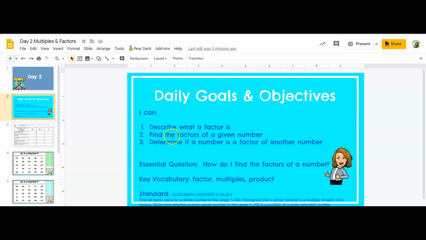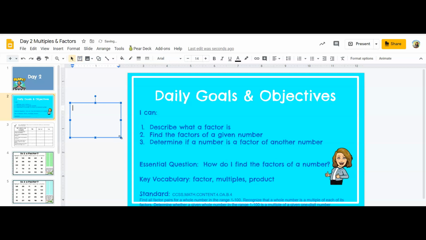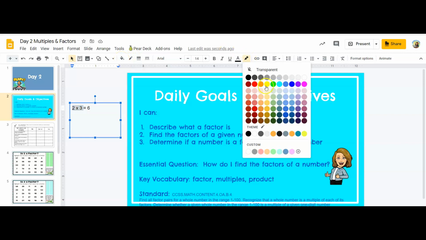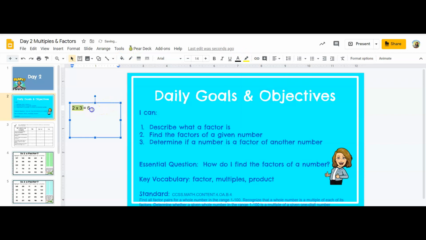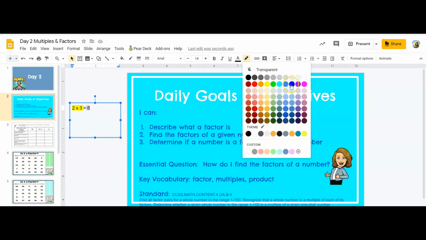Let's talk about this for just a second. Does anybody remember what a factor is? So a factor is if you have two numbers, for example 2 times 3 equals 6. The factors in this particular problem are the 2 and the 3. Those are both factors of the number 6. 6 is what we call a multiple. It's also called a product.